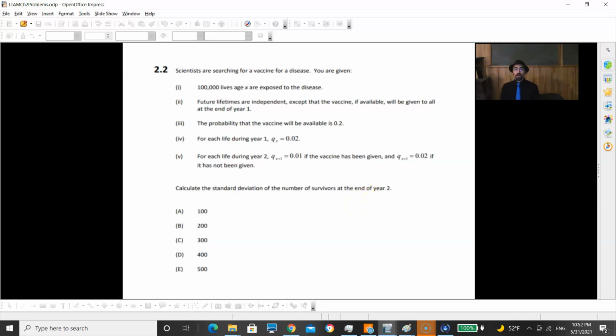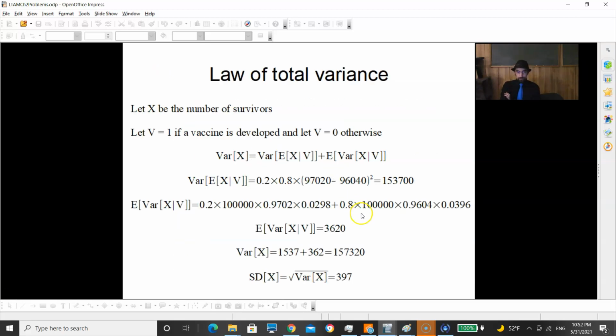The key to this problem is understanding how to interpret these Q probabilities. I just said these are death probabilities, so one minus that is a survival probability, as well as remembering from exam P the law of total variance formula, or the conditional variance formula. So if we let X be the number of survivors and V be 1 if the vaccine is developed, and 0 otherwise, variance of X equals variance of the expectation of X for a given V plus the expectation of the variance of X given V.